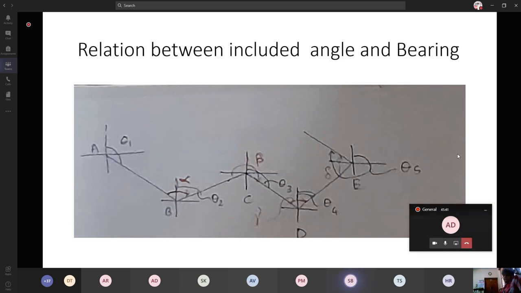Theta 4 plus delta minus 180. Very good. This angle is theta 4, minus 180. Do you agree? This is delta. Now what is theta 5?